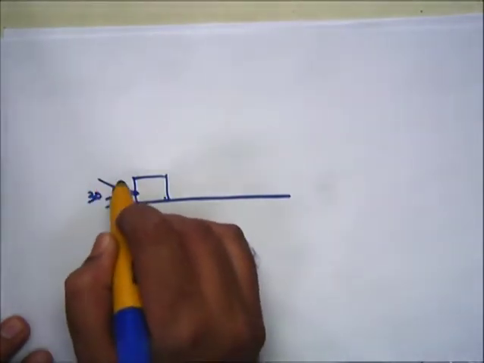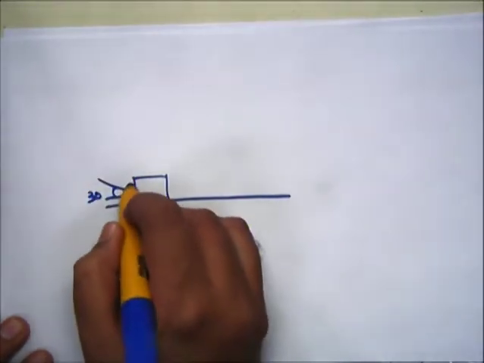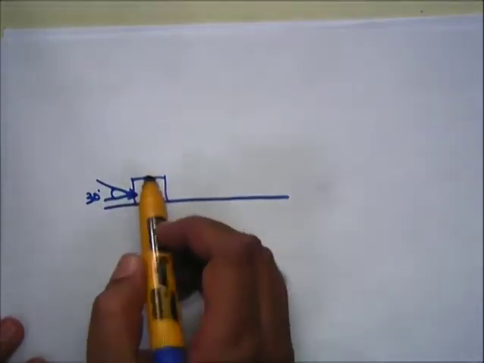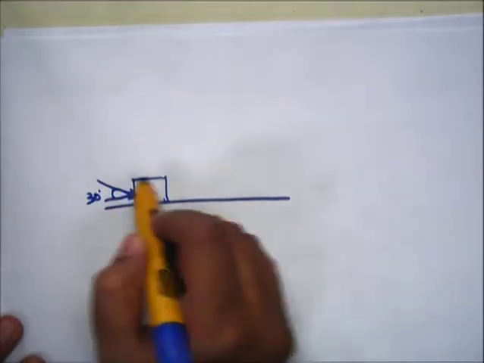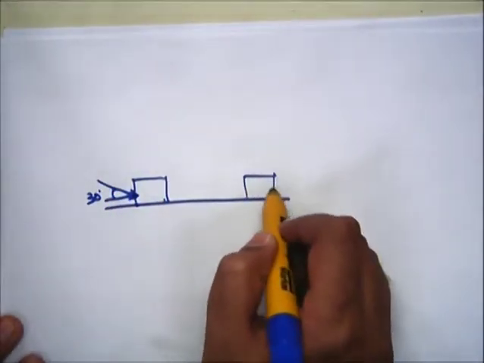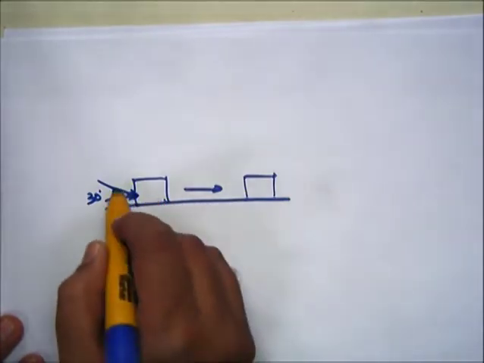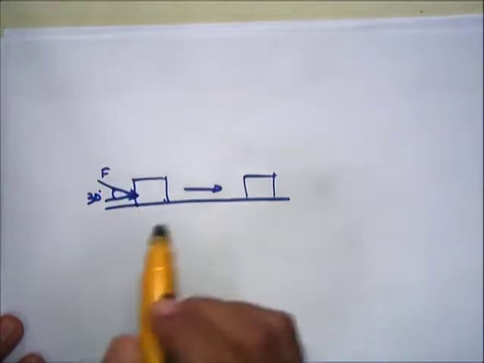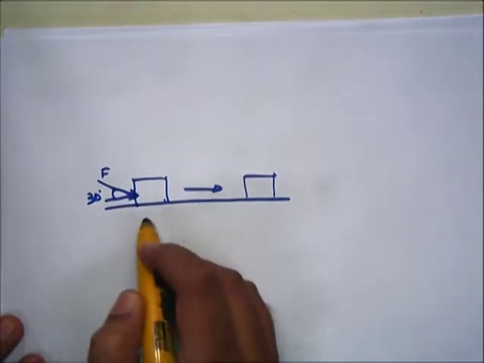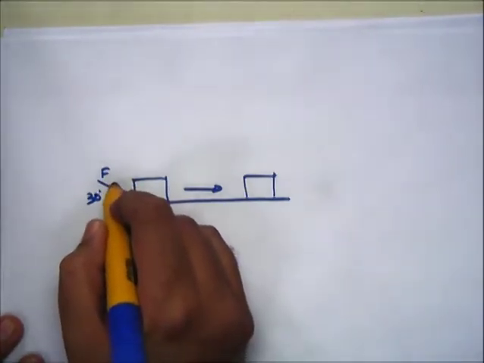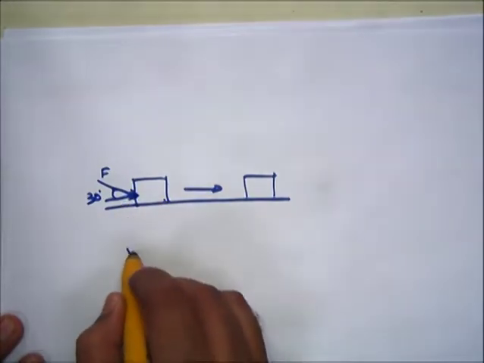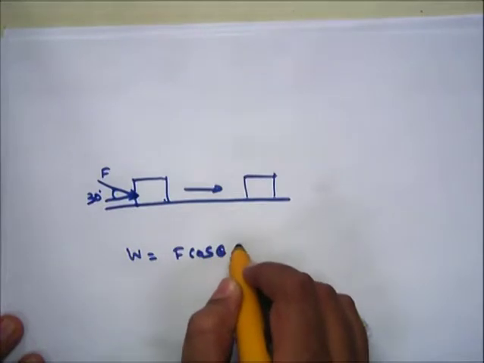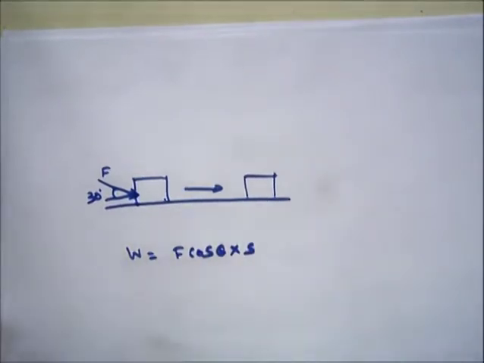Here he applies force at 30 degrees. As we have discussed, the displacement is in this direction. So the horizontal component of this force causes the displacement. So we have to consider only the horizontal component of this force. So work done is equal to F cos theta multiplied by S.